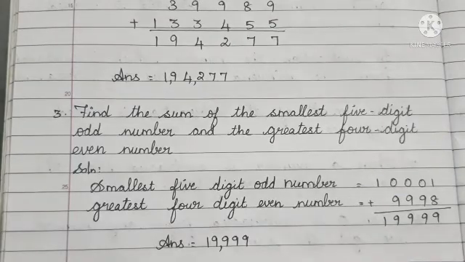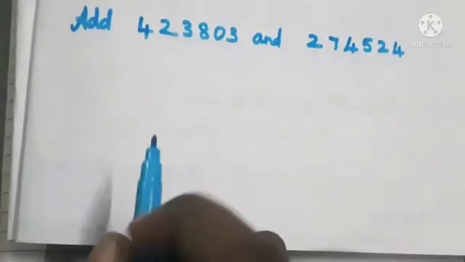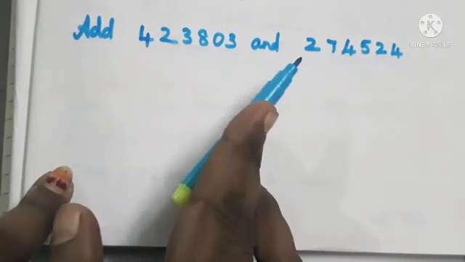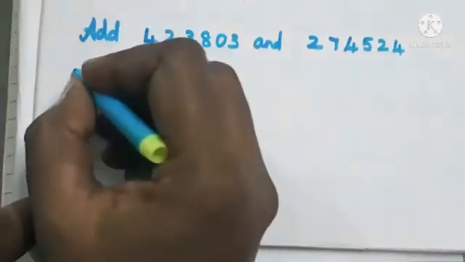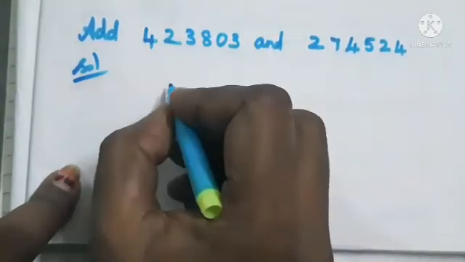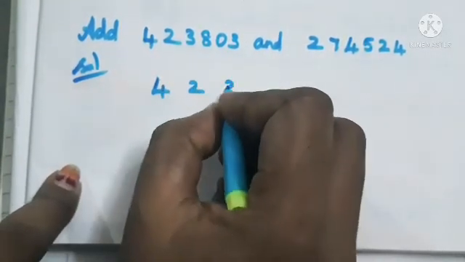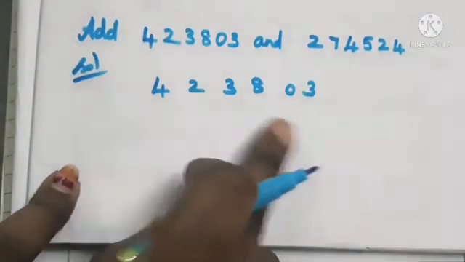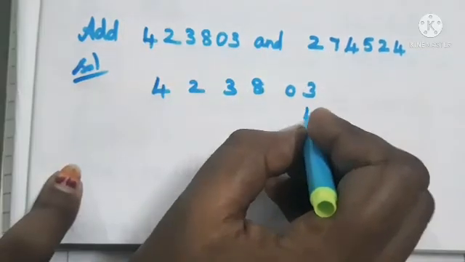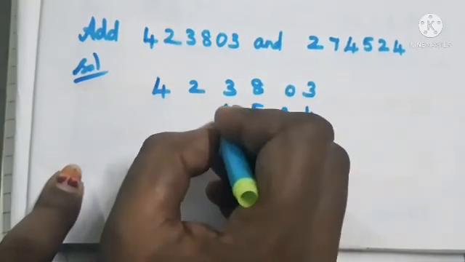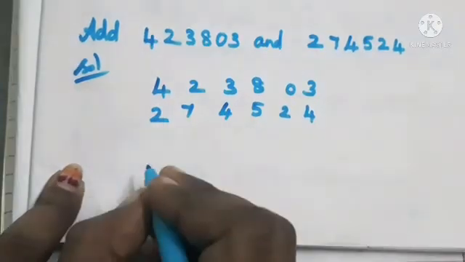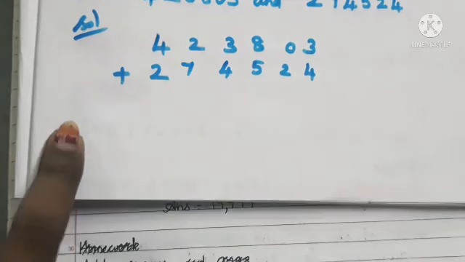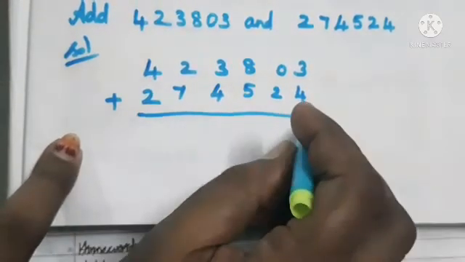We can see one example. So here we have an example: add 4,23,803 and 2,74,524. So we can write the solution first. Write the first value, that is 4,2,3,8,0,3. The next value you have to write from the right side, 2,7,4,5,2,4. Then we can write the plus symbol. Here we are going to add the numbers. Then we can add the numbers.